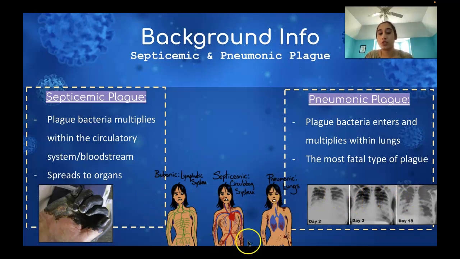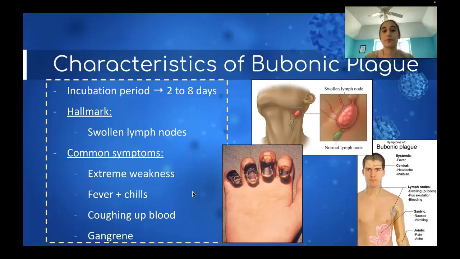And I really like this picture in the middle because it shows how the different types of plagues affect different systems within the body. So the bubonic plague affects the lymphatic system, septicemic plague affects the circulatory system, and the pneumonic plague mainly affects your lungs.